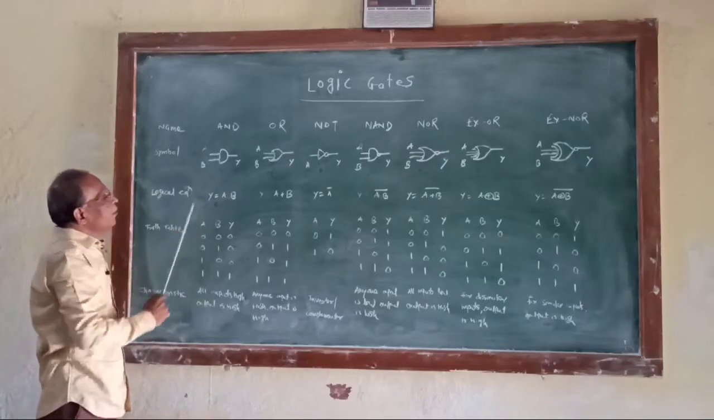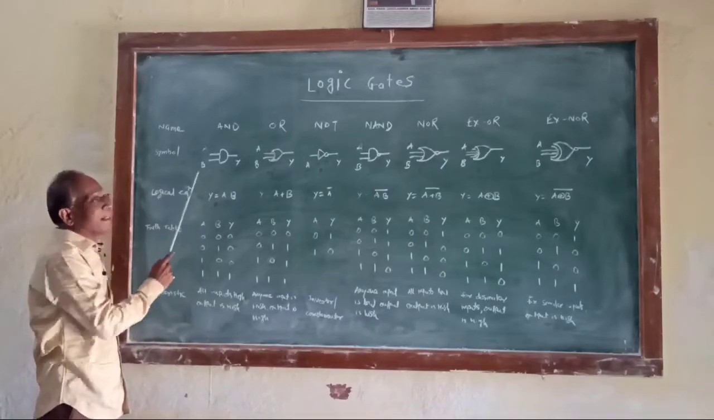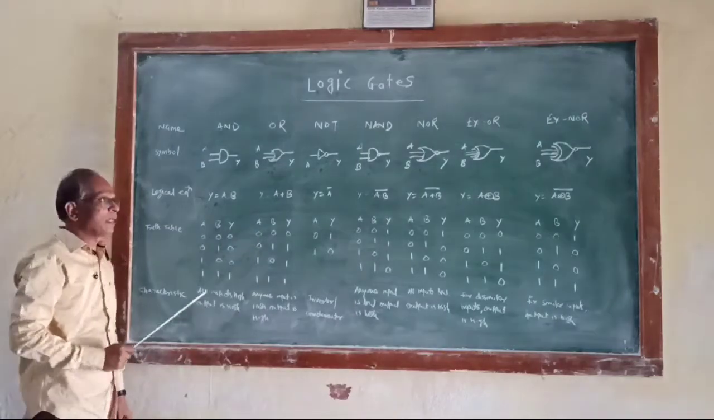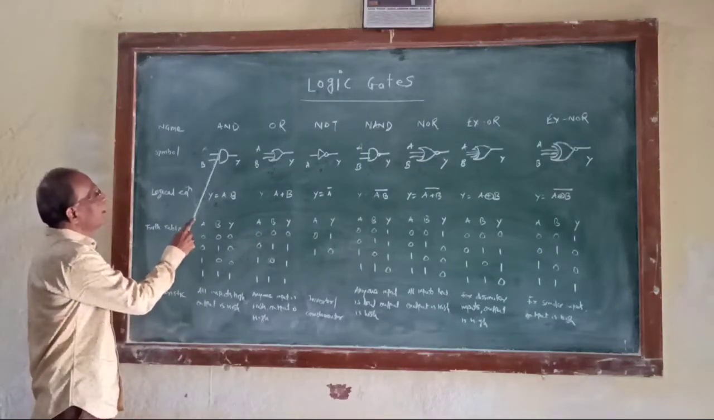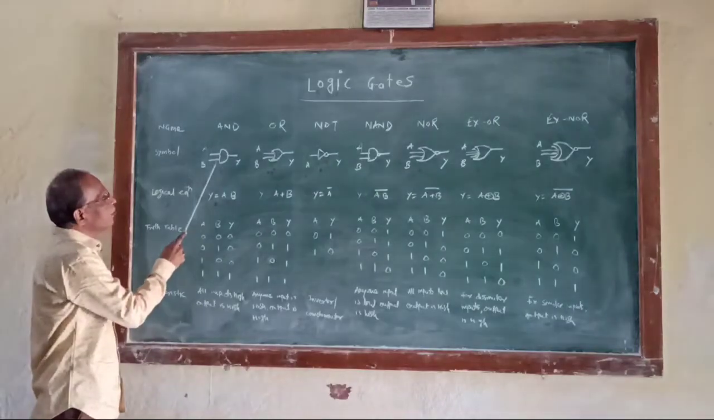Now this is your AND gate. This is the symbol of the AND gate. It is a simple symbol: a vertical line and a half circle.